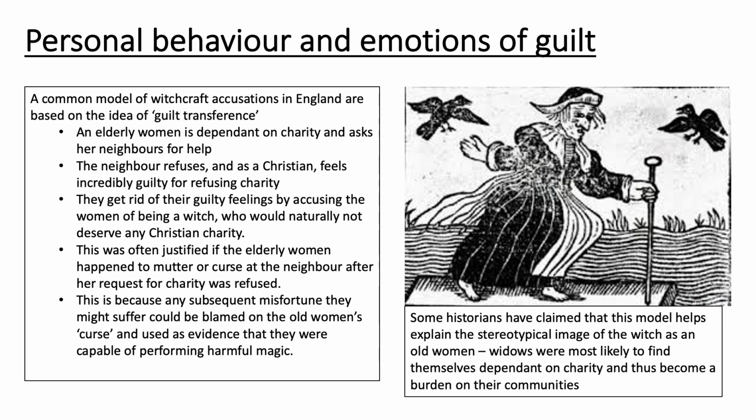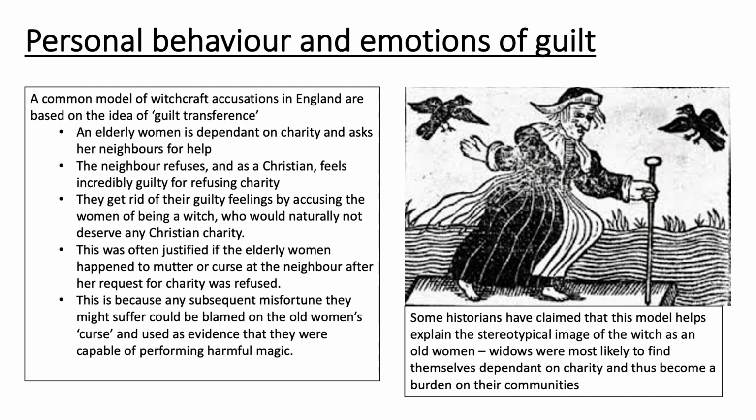The reason why this curse is important is because any subsequent misfortune that the neighbour might suffer could be blamed on the old woman's curse and used as evidence they were capable of performing harmful magic. So you've got this model of somebody asking for charity, that charity being refused, the refuser feeling guilty, and to get rid of their feelings of guilt, they interpret any subsequent misfortune they might suffer as the fault of the person they refused to give help to.